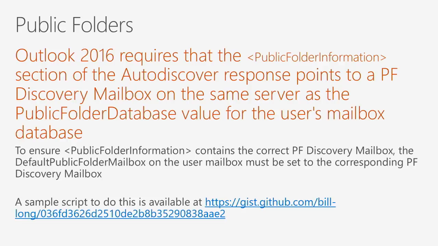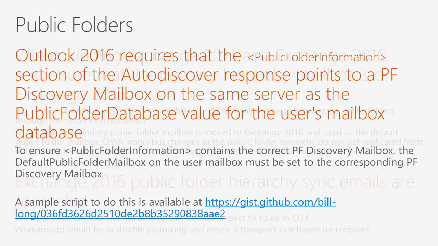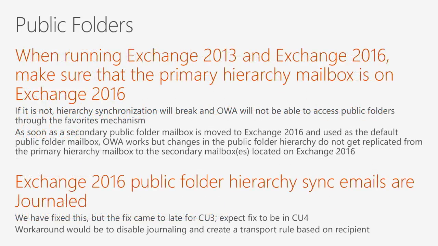And there's actually a script you can run. Go to that URL and you can download that script, and it will go through and stamp the correct value for that on all of your servers and basically fix this problem for you. The other thing that you want to do is, if you have a combo of Exchange 2013 and 2016 in your organization, you want to make sure that the primary hierarchy mailbox for modern public folders is on the later version, that it points to 2016. You don't want it to point to 2013 or things will break. So for instance, Outlook Web App in 2013 won't be able to access them.